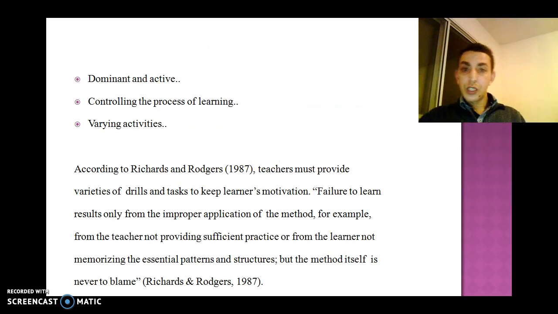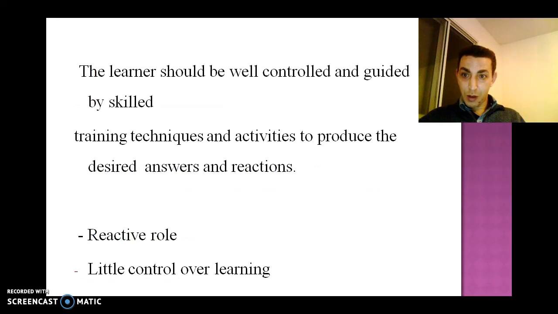And here the teacher in the audiolingual method, the teacher is the dominant. He is everything in the class. He is the leader of the class. So he is the one who plays on all the other players' instruments. He does everything. As you can see here, according to Richards and Rogers, the teacher in audiolingual method class must provide varieties of drills and tasks. You see, drills and tasks to keep learners' motivation. So the teacher is, in other words, the boss.